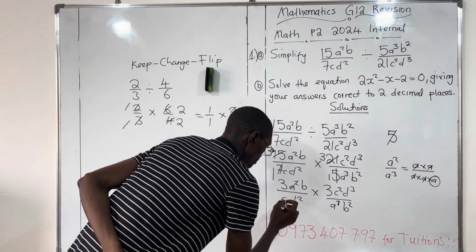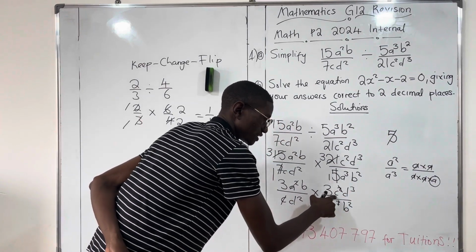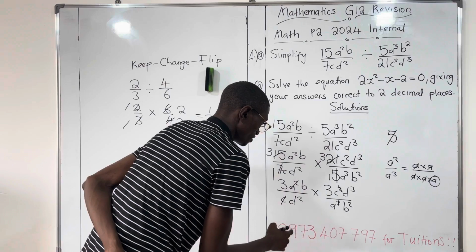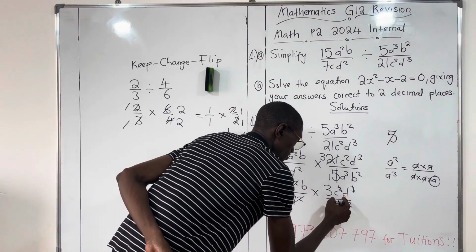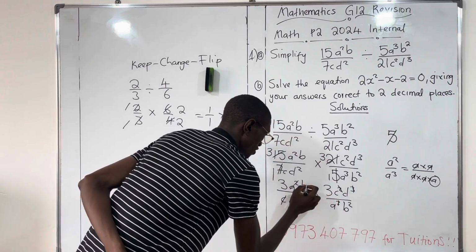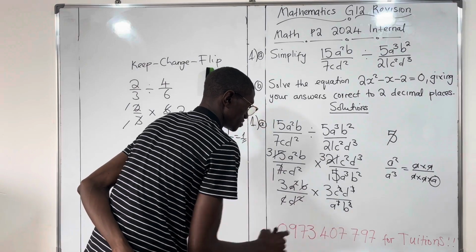1c gets cancelled from there. I can simply cancel the power and I remain with 1c there. There are 2 d's here. 2 d's cancelled out of 3, you remain with 1d there. 1b cancels 1b from there. I can cancel the power. I remain with 1b there.